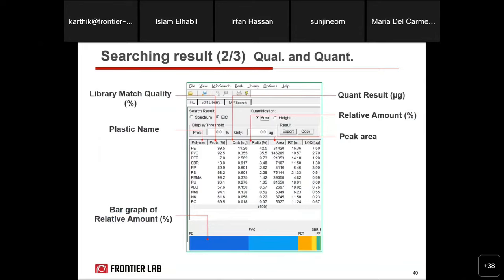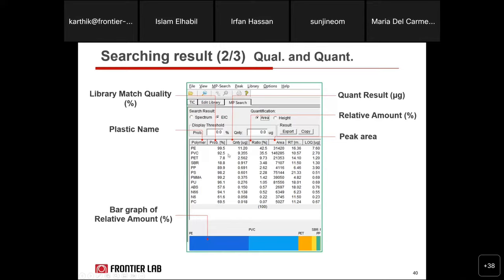So from this F-Search MP software, the information you get is the library match quality data. As I said, this is one. Then the plastic name, the different types of plastics you find in your sample, and also the quantity. So you can easily see how much is present in my sample. Then relative amount, this is something we may not need, because this is only for composition analysis, but that also we can see.